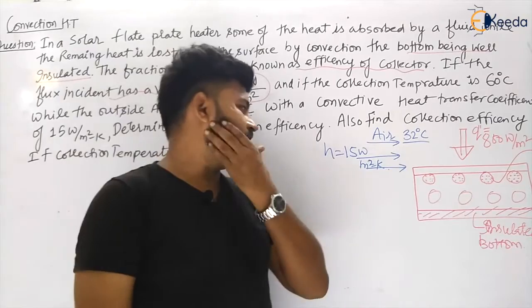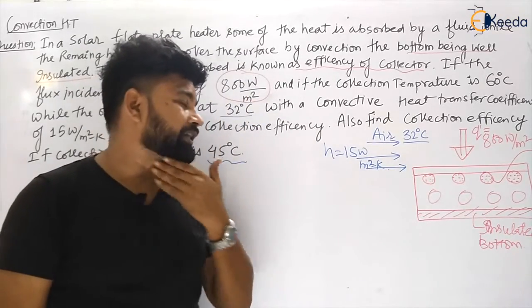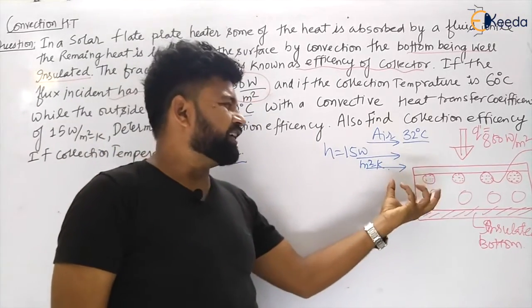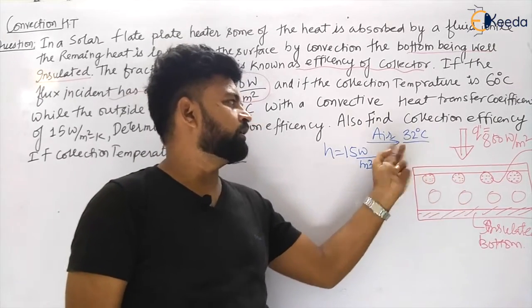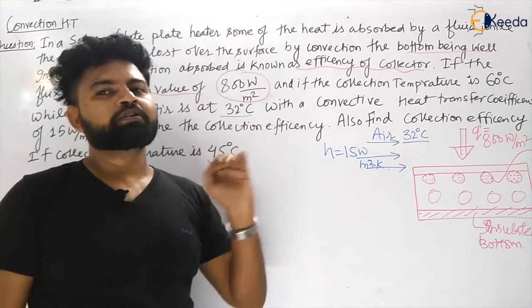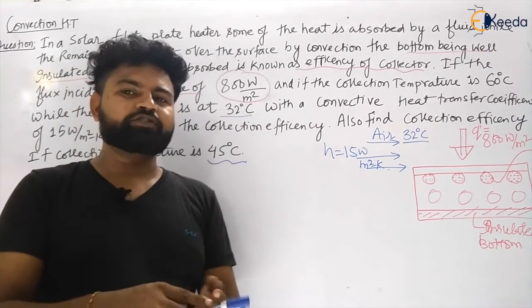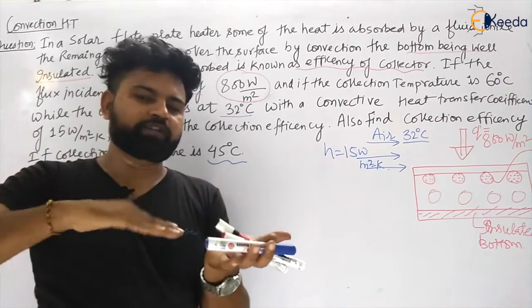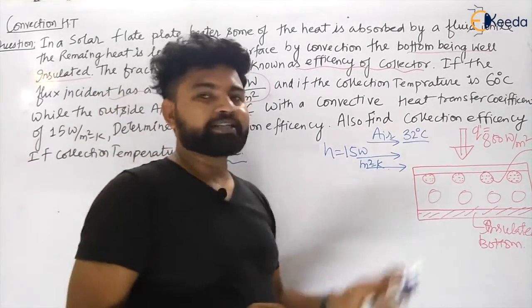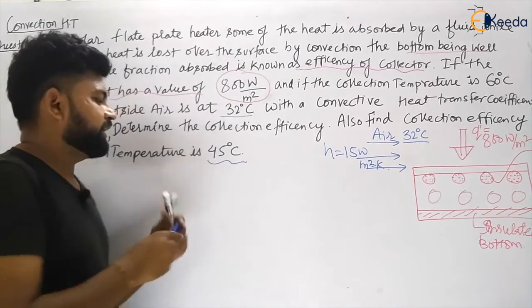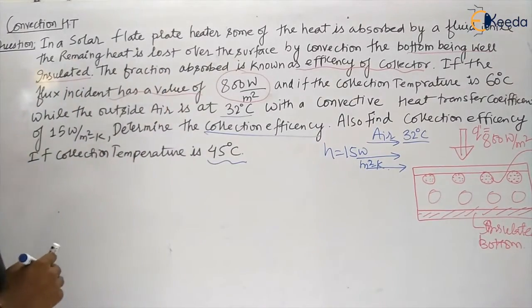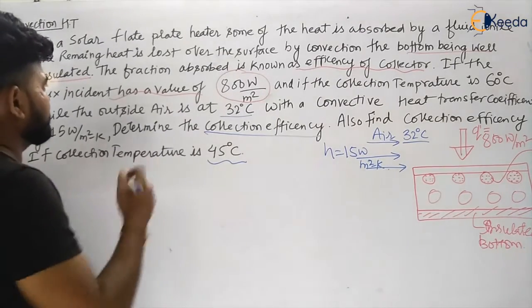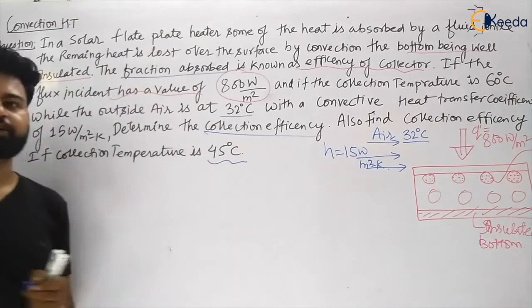So what we have to calculate is the heat transfer by convection from this tube, or we can say from this to the air, because some cold air is flowing over the surface. If cold air is flowing, it will take heat and go. So let us calculate the collection efficiency. How can we calculate the collection efficiency? If we know how much fraction of heat is absorbed, so we have to calculate the fraction absorbed.